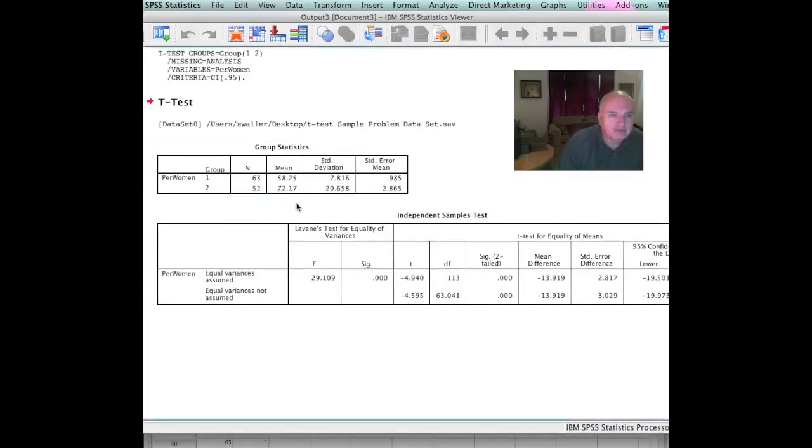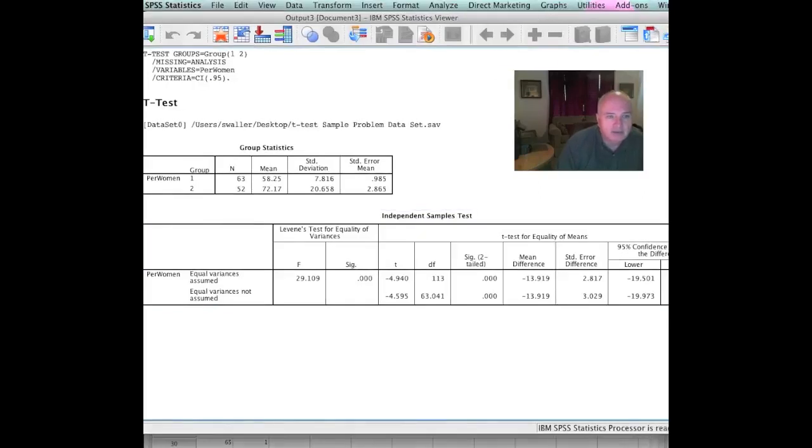First thing that it gives us are our group statistics. You'll notice that we had 63 public community colleges and only 52 for-profit two-year degree-granting institutions. The mean percent of women for the public group was 58.25, 72.17 for the for-profit group. With standard deviations, we have those things that we need: the number, the mean, and the standard deviation for your table. Now, what we will do next is look at this independent samples test.